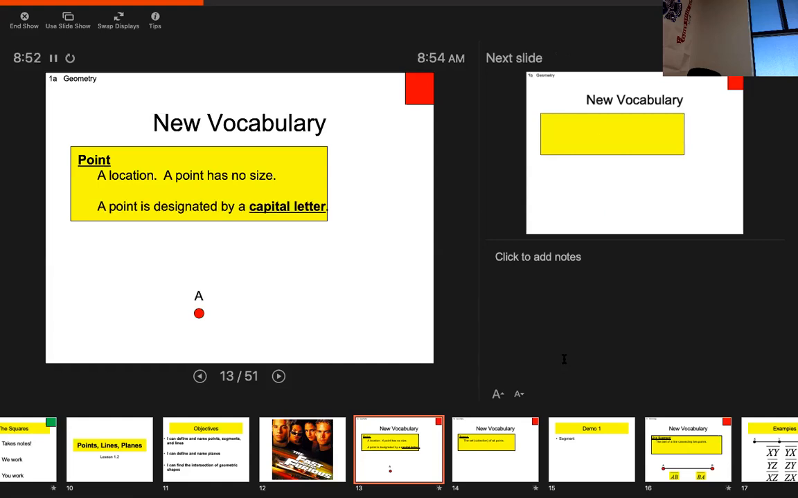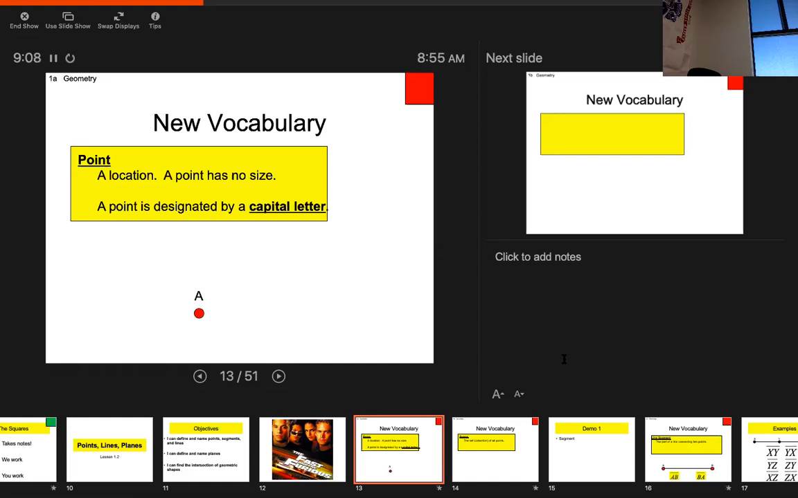We designate points by capital letters. Not lowercase, but by capital letters. The capital letter can be anywhere on the page. Typically, we put the letter next to the point. But remember, a point could be any shape, could be a teddy bear.